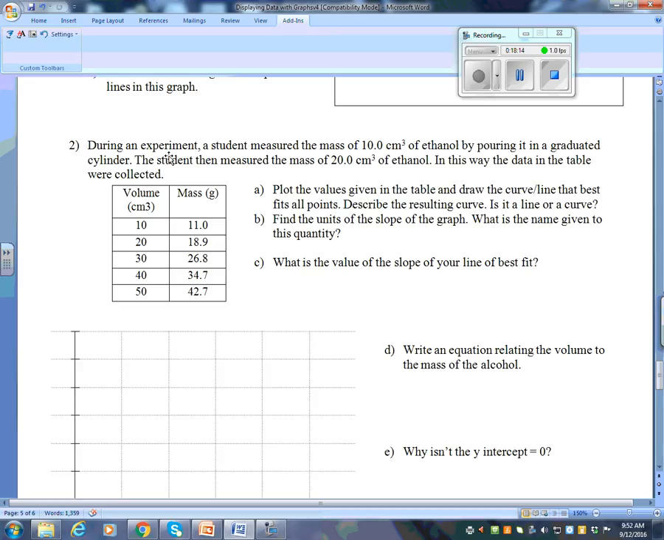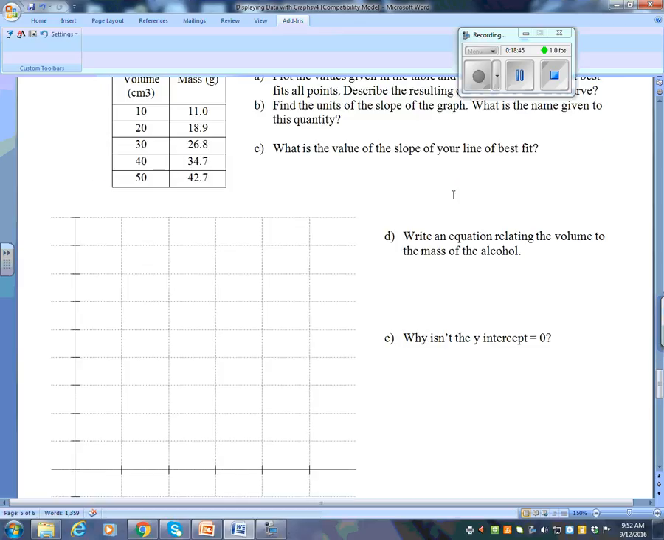During an experiment, a student measured the mass of 10 cubic centimeters of ethanol by pouring it into a graduated cylinder. The student then measured the mass of 20, and this way the data in the table was collected. So they measured 10, 20, 30, 40, 50 cubic centimeters, and found the weight. Plot the values given in the table and draw the curve or line that best fits all points. Describe the resulting curve. A straight line is simply a straight curve. Is it a line or a curve? It should be a line.